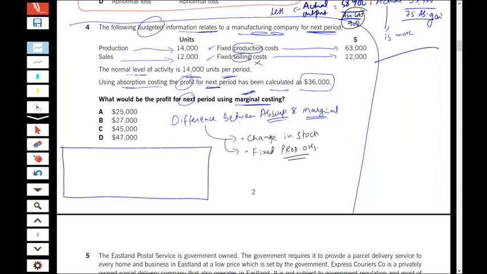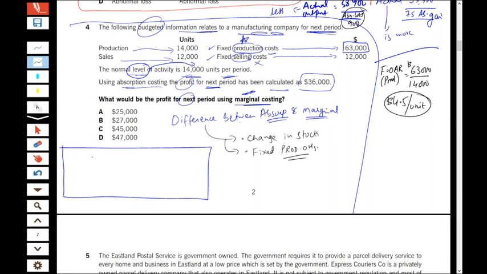Forget the selling cost. We are concerned with the production cost. The production cost is 63,000 and it is based on normal activity of 14,000. So we can say the fixed overhead absorption rate, related to production, is 63,000 divided by 14,000. 63 divided by 14 will give you $4.5 per unit.